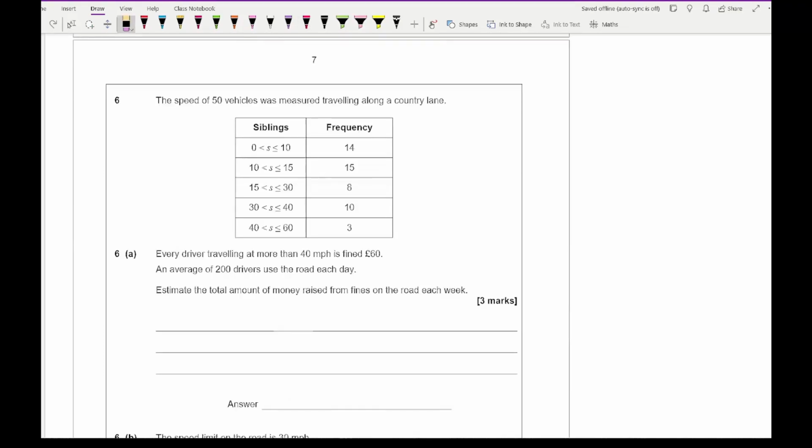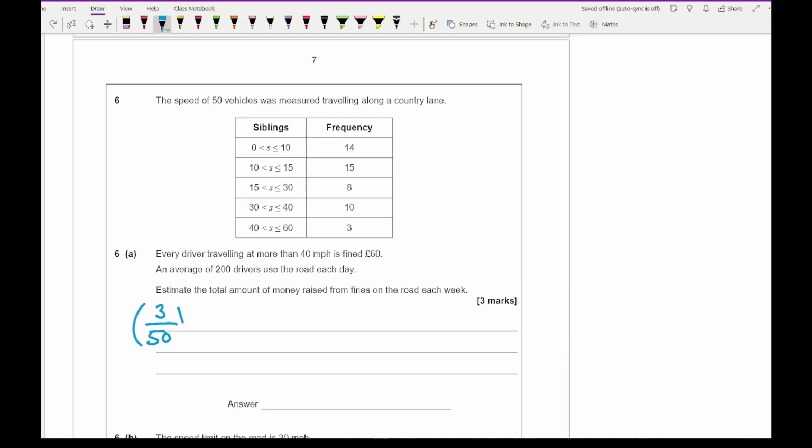So looking at question 6, it says the speed of 50 vehicles was measured travelling along a country lane. Every driver travelling at more than 40 miles per hour is fined £60. An average of 200 drivers use the road each day. Estimate the total amount of money raised from the fines on the road each week. So for this, let's first of all work out of 50 how many drivers were going over the speed limit. So here you can see there were 3 out of 50.